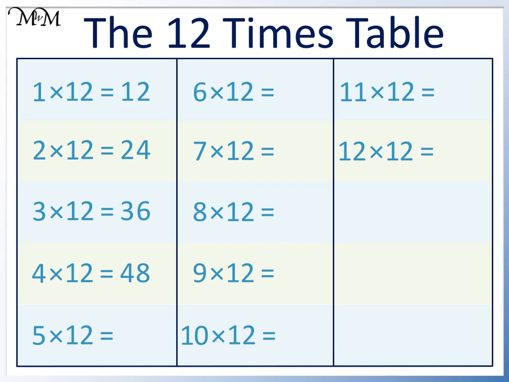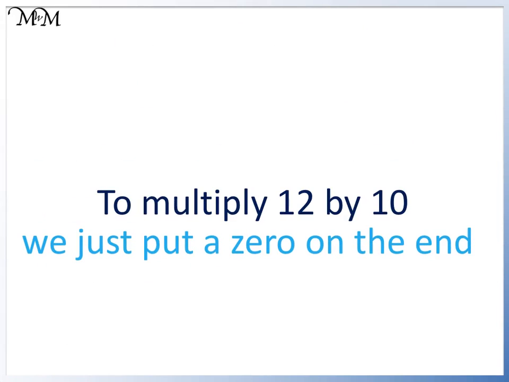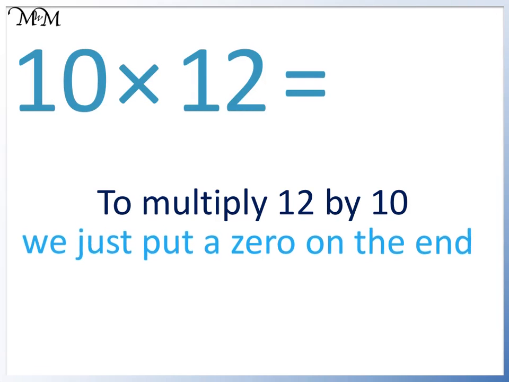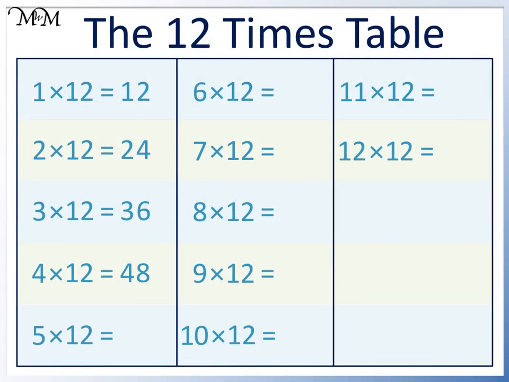We will now look at the rest of the 12 times table. To multiply 12 by 10, just put a 0 on the end. We write 12 with a 0. 10 times 12 equals 120.